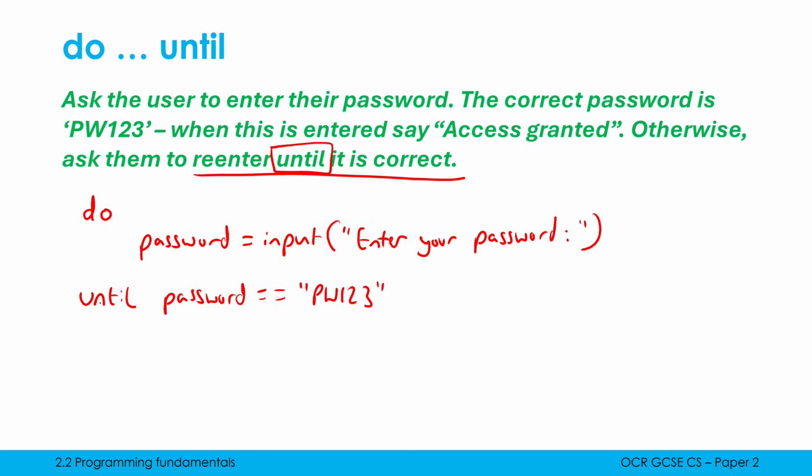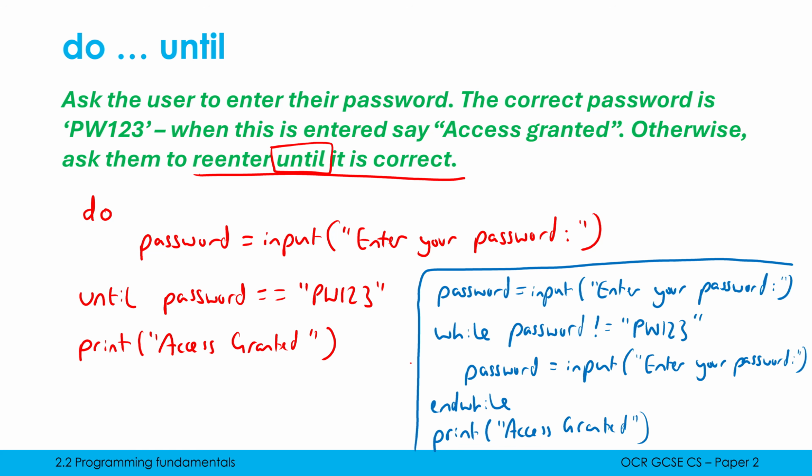So that's our loop. And all I've got to do now is wrap up my code by printing access granted, because we will not get to this point in our program unless the user has typed in a password equaling PW123.